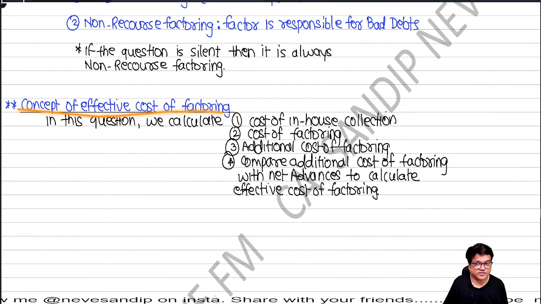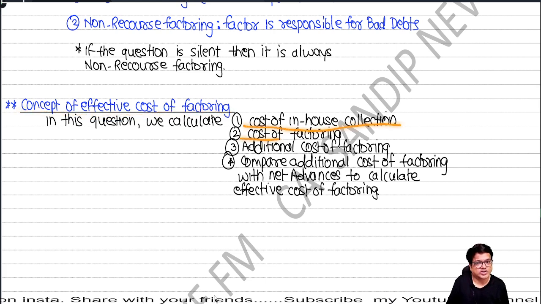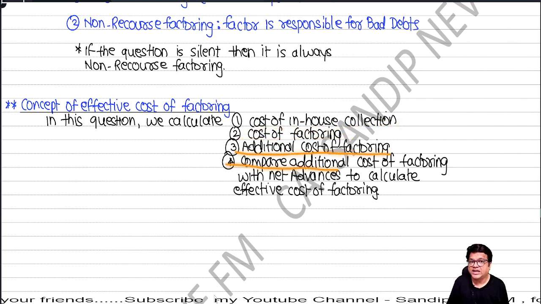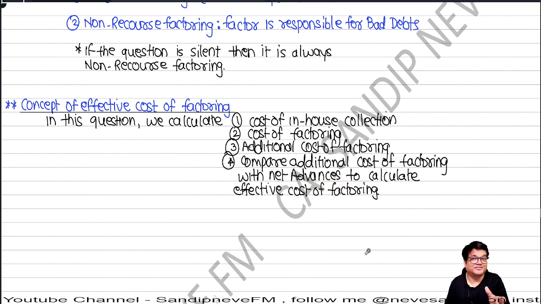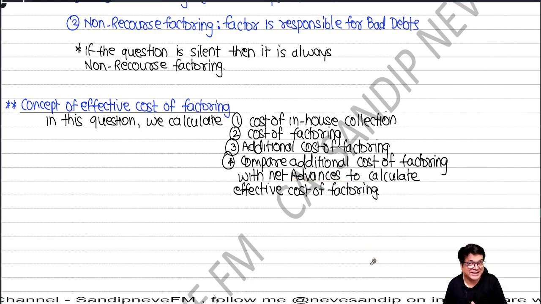Then we had one question on the concept of effective cost of factoring. So what we do, we calculate the cost of in-house collection, the cost of factoring, then we calculate the additional cost of factoring, and then we compare the additional cost of factoring with the net advance. Remember, we learned it in the topic: cost of anything is what we pay upon what we get.